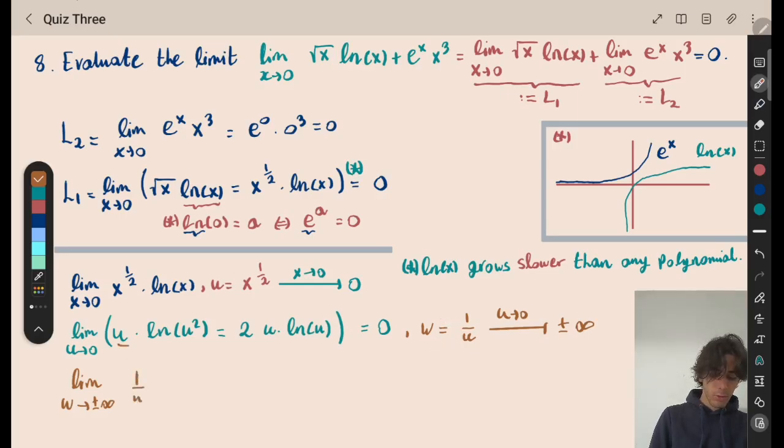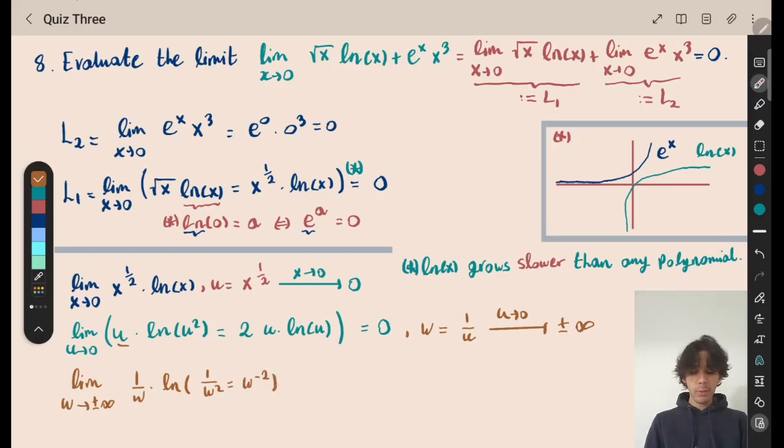Instead of u here, I'll write 1 over w times ln of 1 over w squared. Well, 1 over w squared is equal to w to the minus 2, just in an exponent form. And then I use the property of the logarithm once again. So all of this is happening inside of the bracket. Yeah, let's not forget to include the factor of 2 here. Oh, no, it doesn't have to be included. I'm sorry.